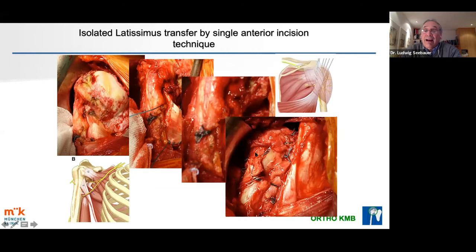We take down only the latissimus, we keep the teres, and then we swing around the latissimus and put it as high as possible and as lateral as possible, because this makes a better lever arm. This is the central axis of the humerus, and the higher you are, the better you reach the lateral position of the greater tuberosity, the better is the lever arm, the torque of the latissimus you wrapped around.